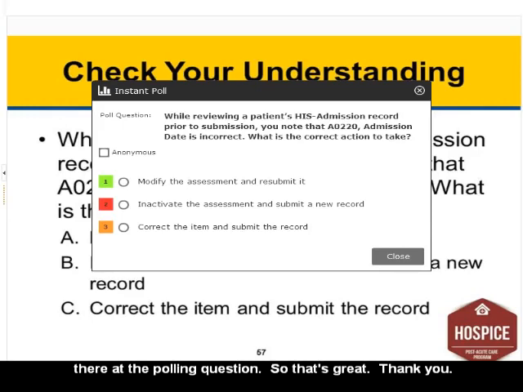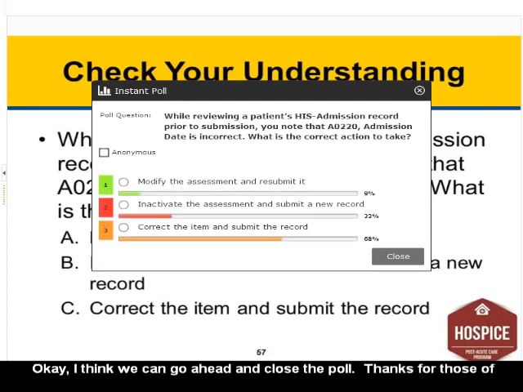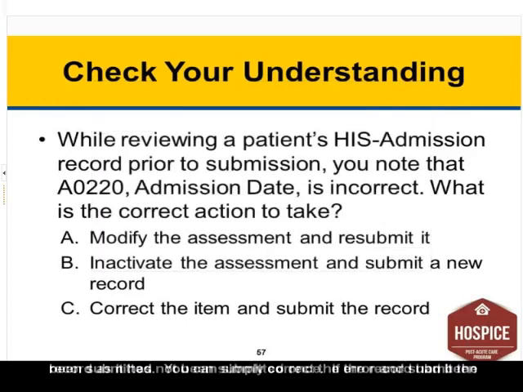Okay, I think we can go ahead and close the poll. Thanks for those of you who did submit a response. In this example, the record has not yet been submitted. You can simply correct the error and submit the record as it has not been submitted once. If the record had been submitted, you would need to inactivate this item. Great job. And I have one more question for you to consider.